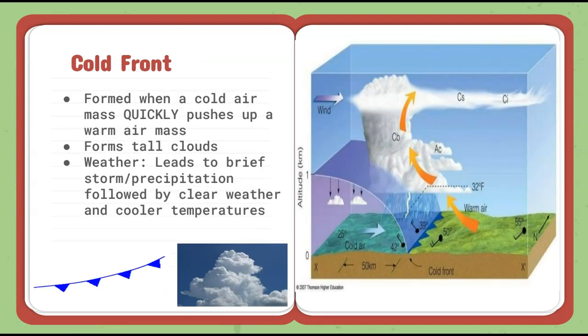Now, on a weather map, cold fronts are shown with the blue triangles, and the direction that they go is the direction that the triangles are facing, so this cold front would be going downwards. So that's how those work.